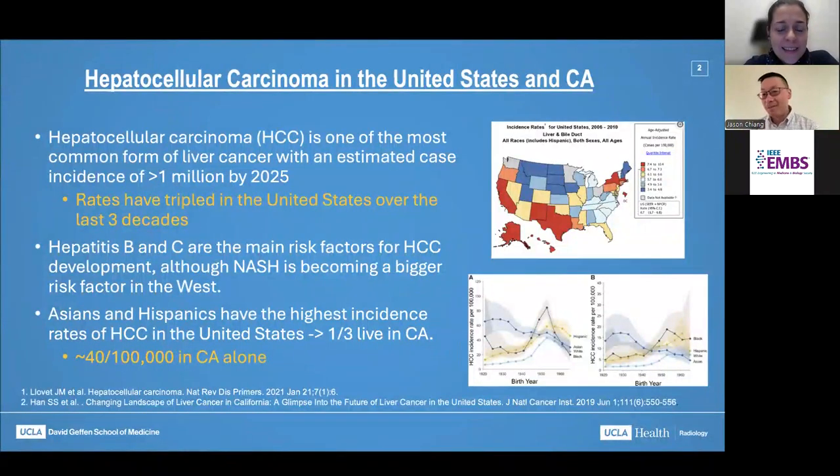So I study hepatocellular carcinoma. This is the most common form of primary liver cancer in the world. Most of it is caused by underlying liver inflammation. So for example, hepatitis C, hepatitis B, which is endemic in Asian countries and African countries. But in the United States, it's becoming very, very common because of fatty liver disease.